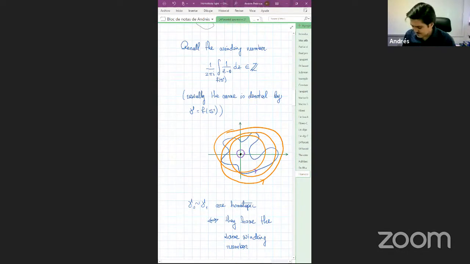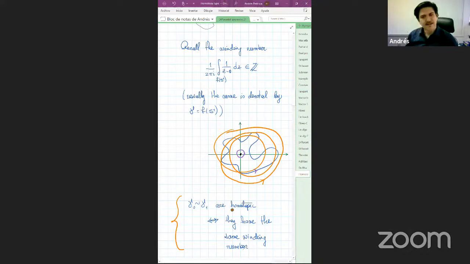This is a result that you study there in terms of curves in the plane. If they are homotopic, they have the same winding number, and the other way around. If they have the same winding number, they are homotopic, right?